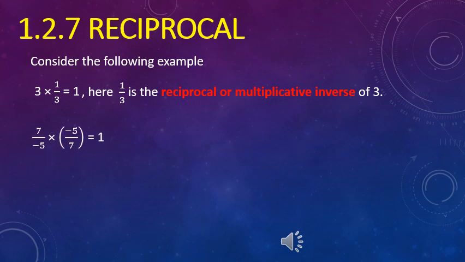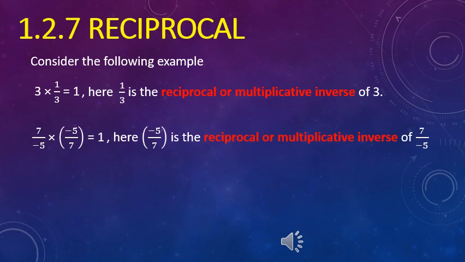Similarly, in the next example, we have 7 upon minus 5 multiplied by minus 5 upon 7 is equal to 1. Therefore, minus 5 upon 7 is the reciprocal or multiplicative inverse of 7 upon minus 5.